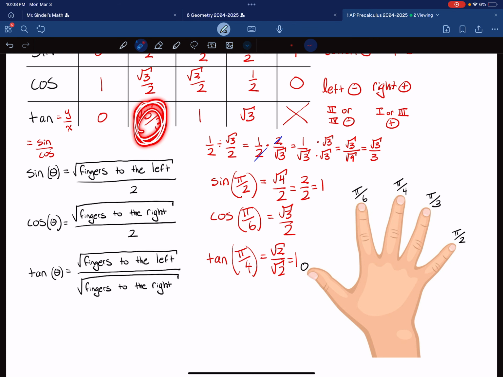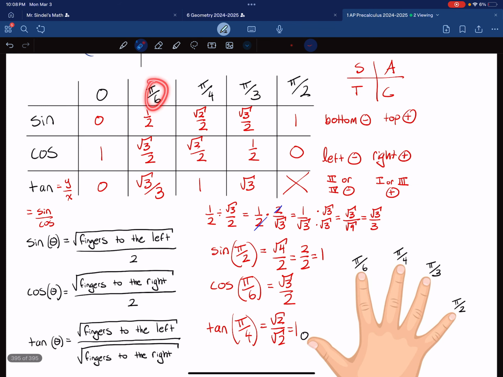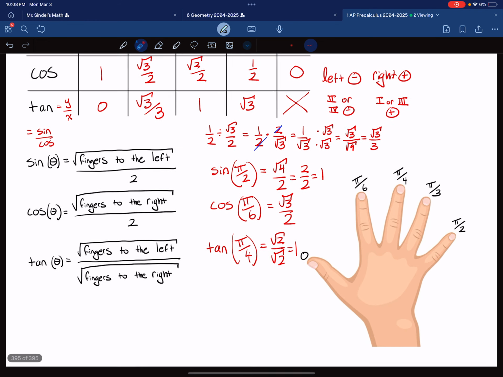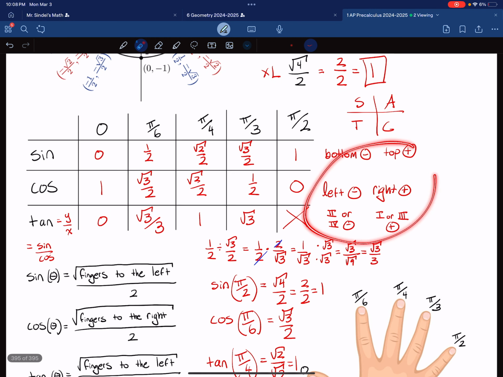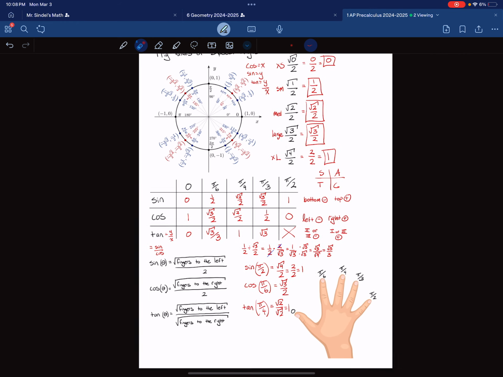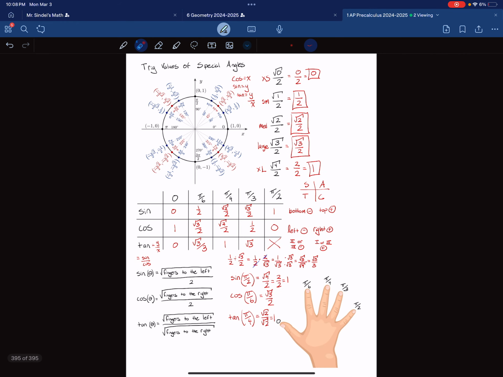Be worried about this one whenever I have my tangent of pi over 6, because it is the square root of 3 over 3. There was a bit of math that we had to do to solve that. But this finger method is really, really cool and does work for all of your special angles, as long as we remember all of these tricks as well. That concludes all of the different ways you can find trig values of special angles.